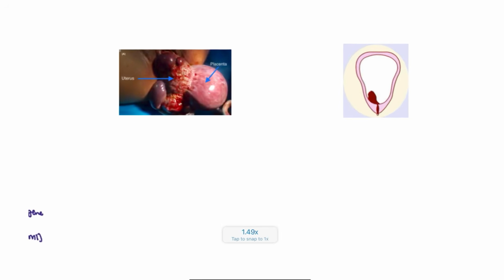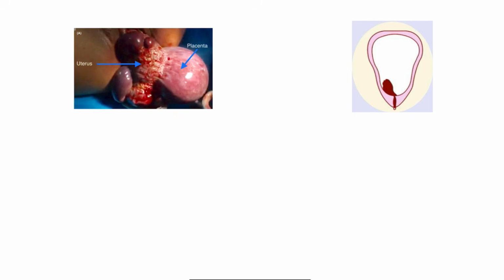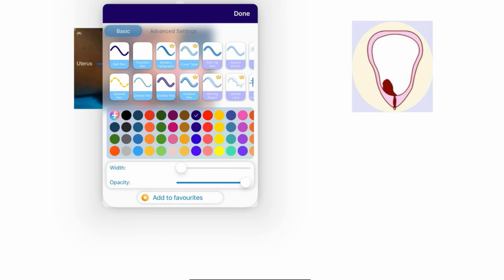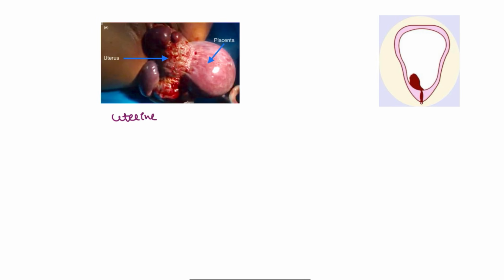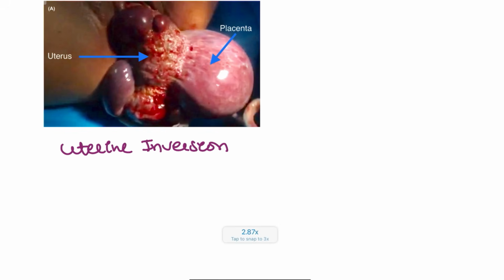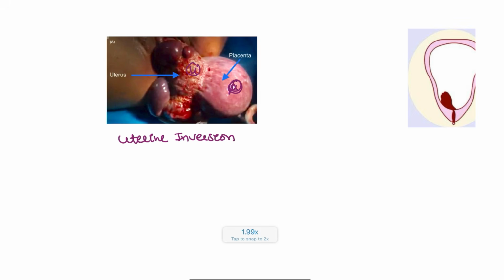Next, moving on to the next condition. This is also another important condition that has been asked in the examination, guys. This condition is uterine inversion. Here you can see this is the uterus part, and this is the placenta part. So it has completely come out of the patient's body.